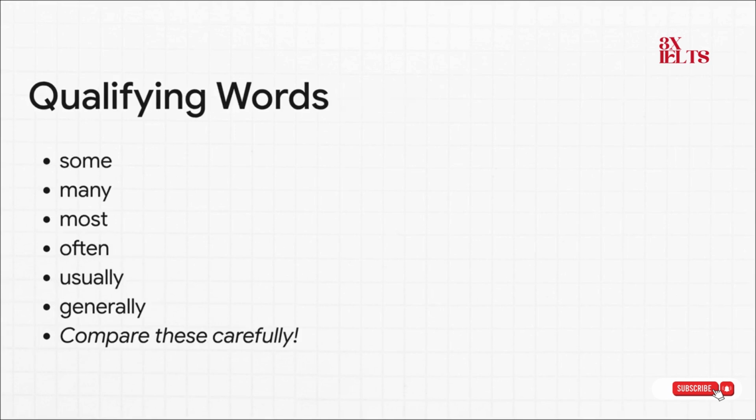Now, on the flip side, we have qualifying words. Words like some, often, or generally. Texts are much more likely to use this kind of nuanced language, but you've still got to be careful. A statement that says most students is completely different from a text that says some students. So, as always, the details really matter.